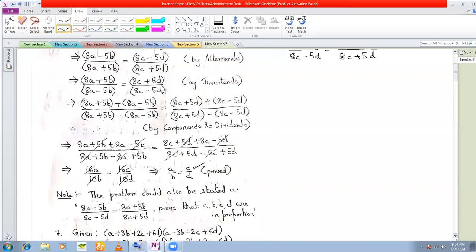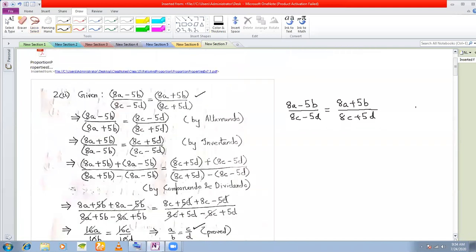Or the question could have been stated in a different manner. Given this, prove that a, b, c, d are in proportion. So whether I say explicitly that prove that a by b is equal to c by d is the same as saying prove that a, b, c, d are in proportion. Now the thing that you must realize here is that you have a and b in this, and you have a and b in this.